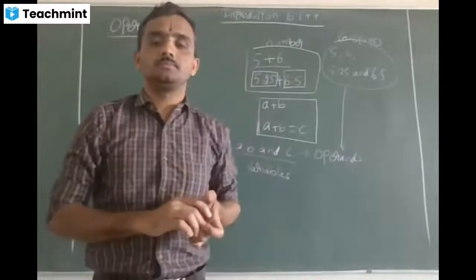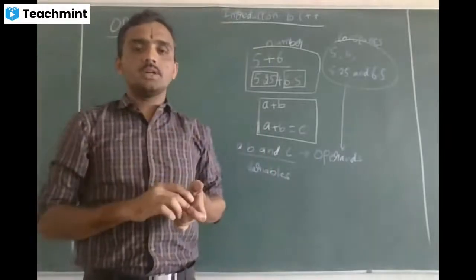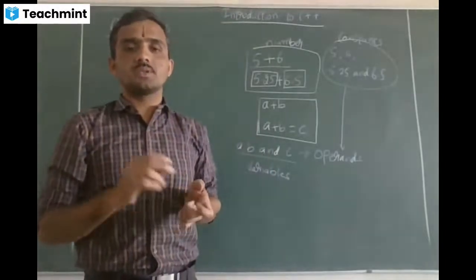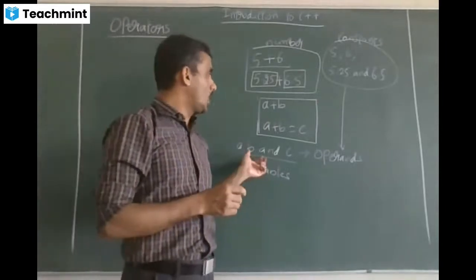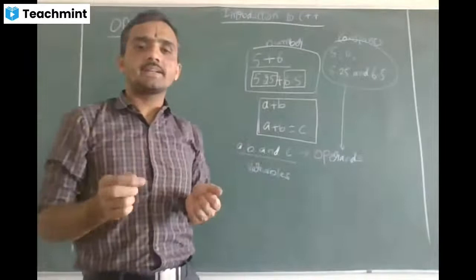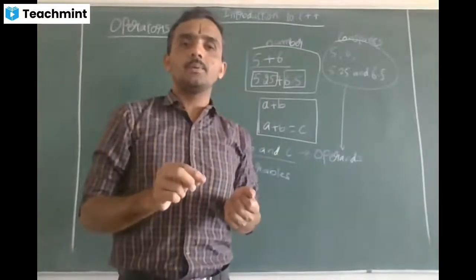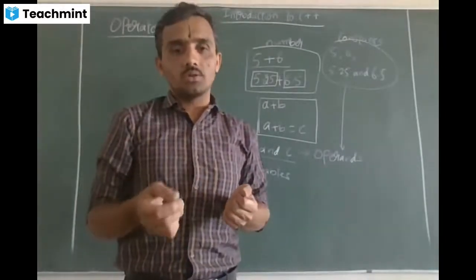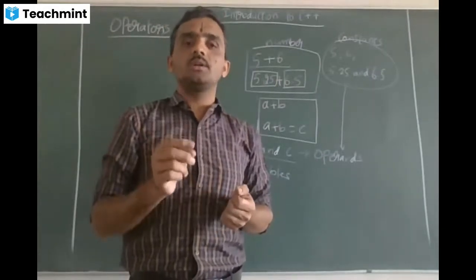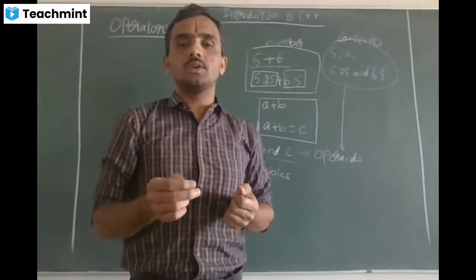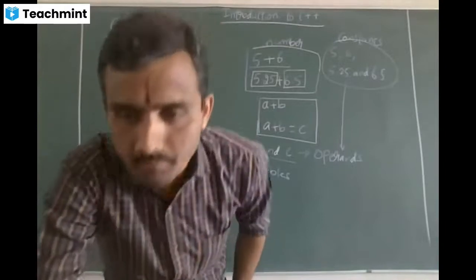Don't worry. So an operator is a symbol which performs some activity and gives the result. Next, operand means operators act on variables and constants, or you can say variables or constants, which are called operands. So excluding operators, whatever you get in the equation is called an operand.